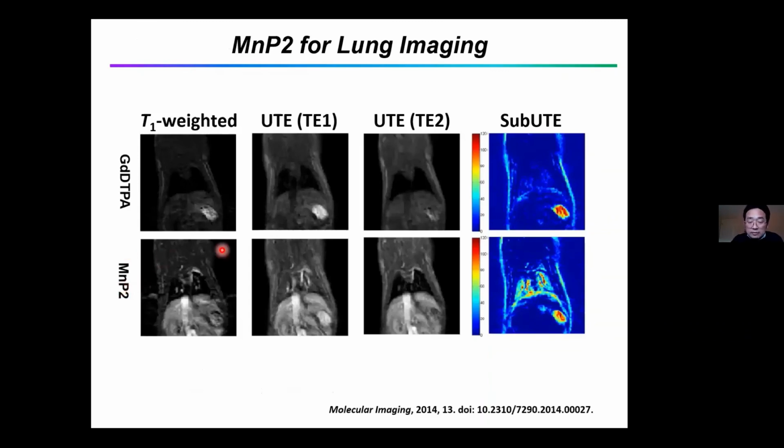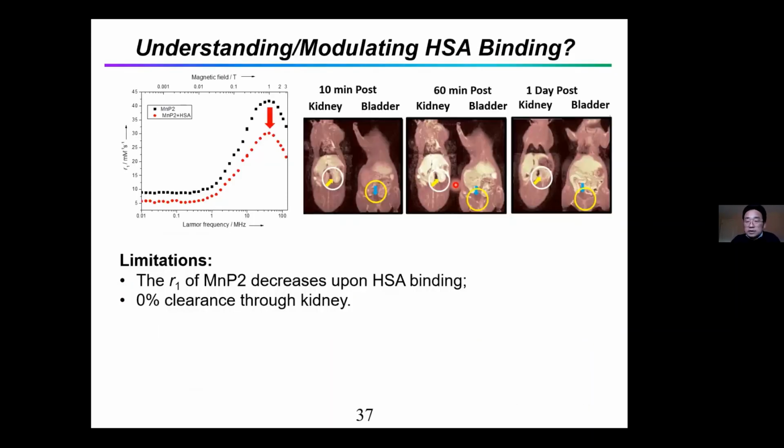We used this agent, my collaborator Margaret used this agent, also to image the lungs. As you may know, the lung is a very challenging organ for MRI, because there's a lot of air, so often you see black holes, and MRI has a very hard time detecting them. Because MnP2 has such strong vascular enhancement, using a so-called ultrashort echo pulse sequence, Margaret was able to image the blood flow in the lung. And this is one interesting application.